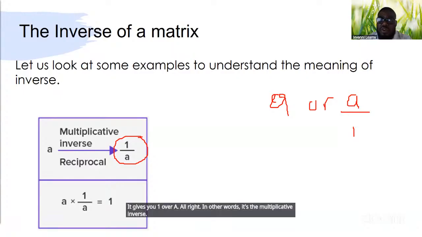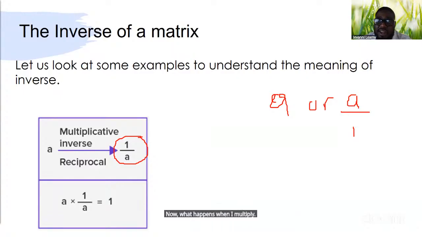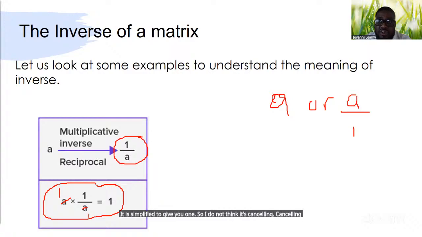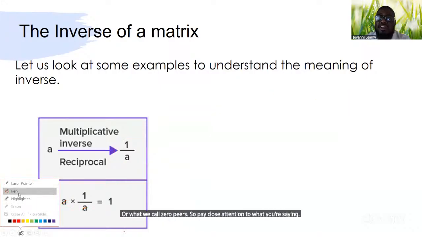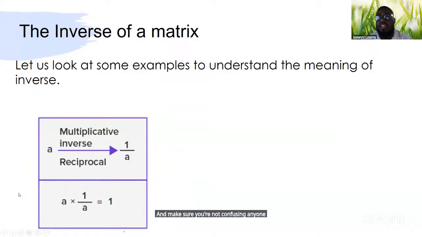Now what happens when I multiply A by its reciprocal? It gives me, as you're seeing on the screen, 1. Not cancel, it is 1. A into A does not cancel. It is simplified to give you 1. So do not think it's canceling. Canceling gives you 0, or what we call 0 pairs. So pay close attention to what you're saying and make sure you're not confusing anyone if you're educating one of your friends or helping somebody out.